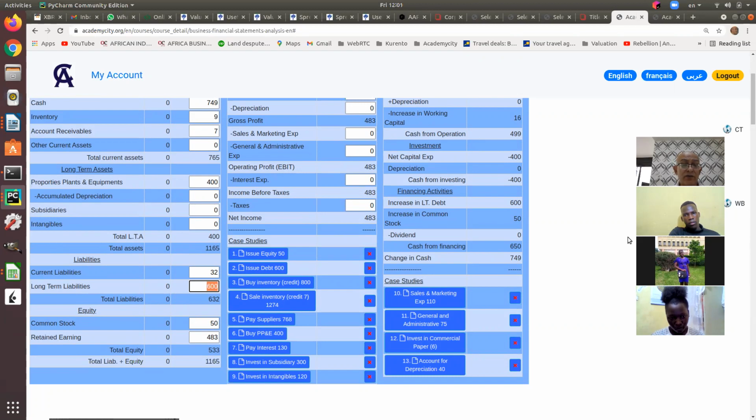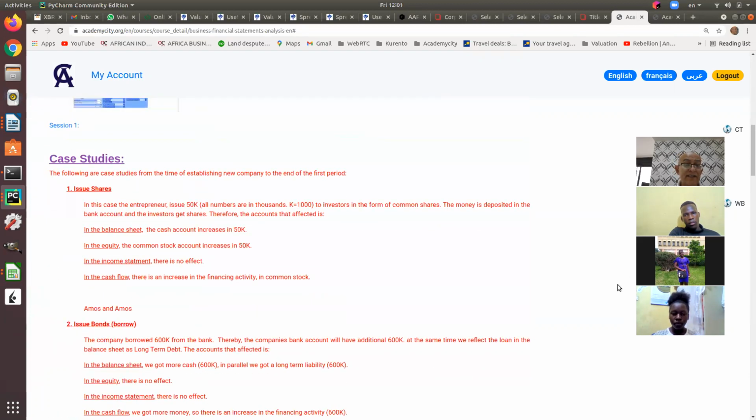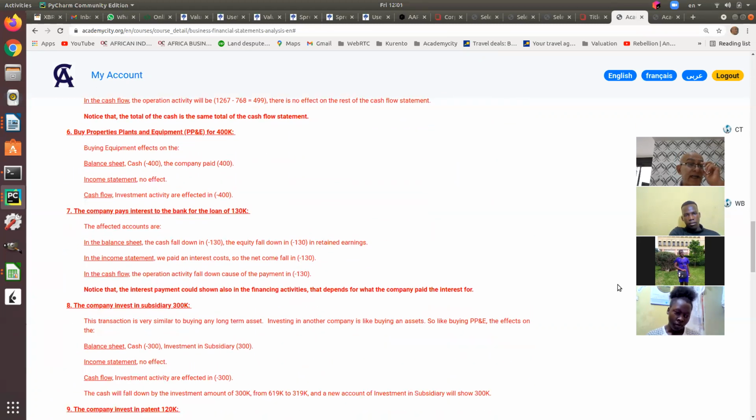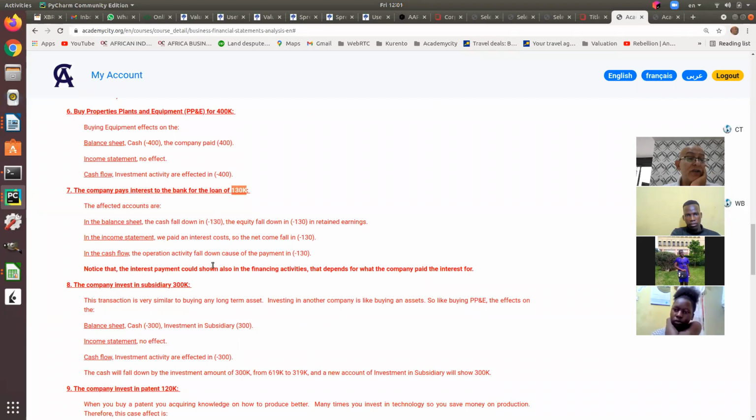So let's read the story exactly as I wrote it in number 7. What does it say in number 7? It says the company pays interest to the bank for the loan, 130. Let me see, how did I pay? Did I pay it in cash? So what's going to happen if I paid it in cash? My cash goes down by 130 because I paid it in cash.